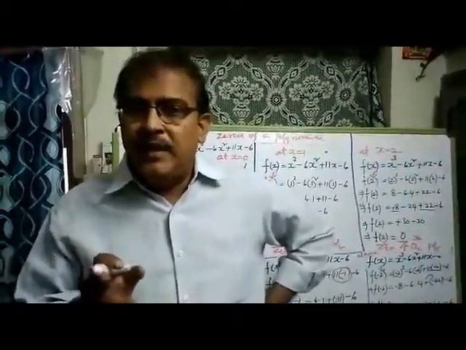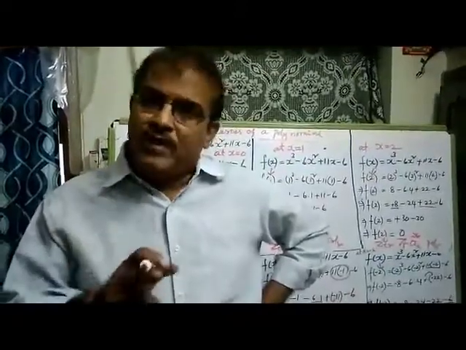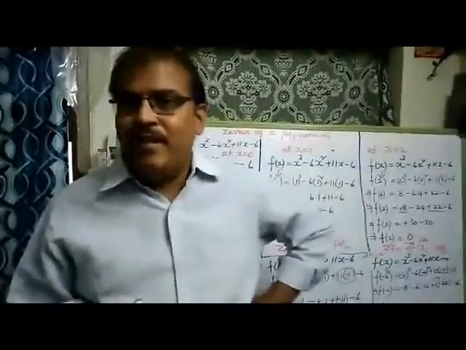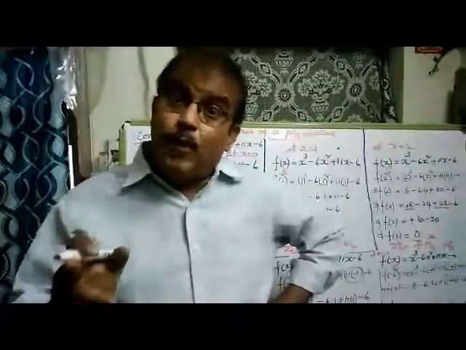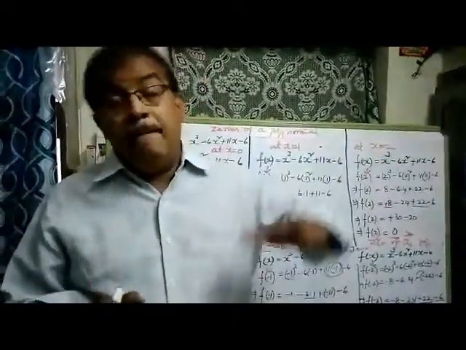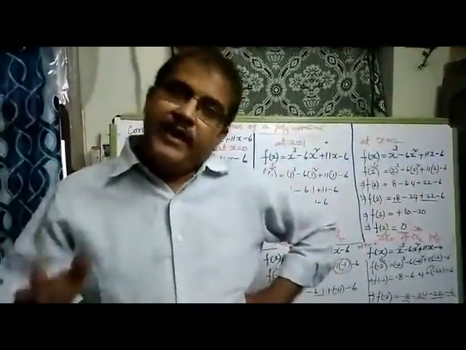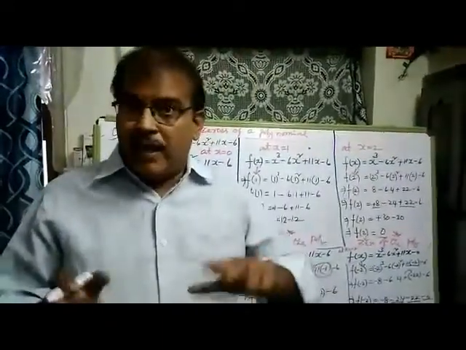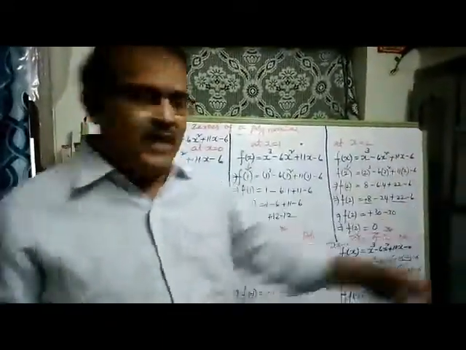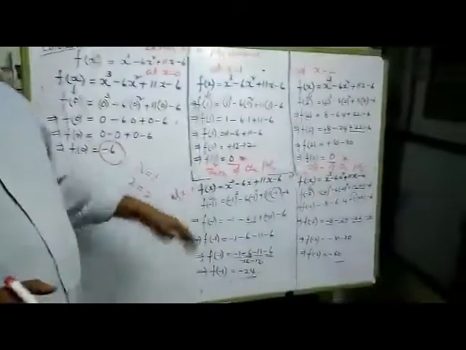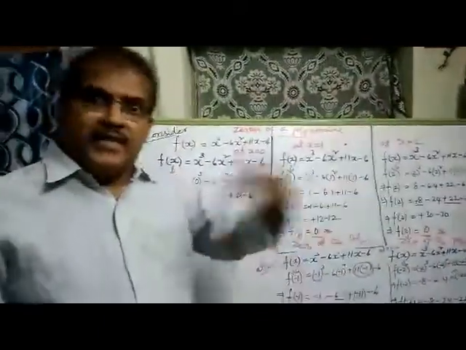The degree of a linear polynomial is 1, that's why only 1 zero. The degree of a quadratic polynomial is 2, that's why maximum 2 zeros. The degree of a cubic polynomial is 3, that's why maximum 3 zeros. But we found only 2 zeros. How to find the rest, we'll discuss later.